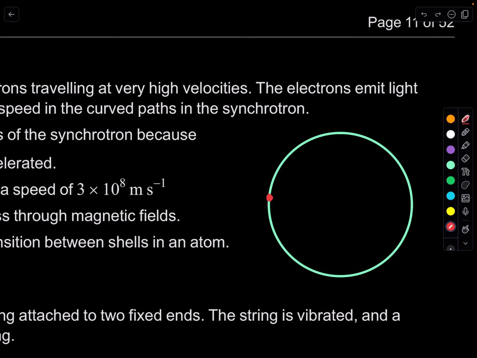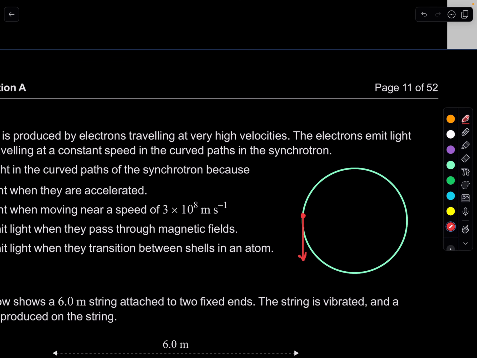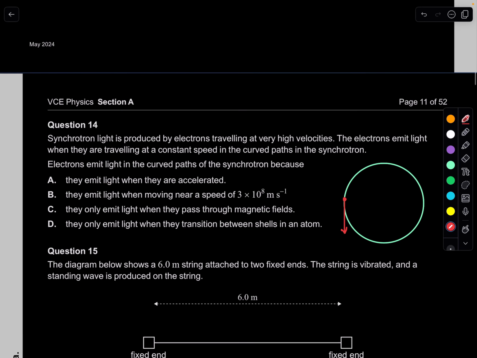Here, yes, it has a constant speed, but guess what's changing? The direction is changing because of the magnetic field. So if your direction is changing, you don't have a constant velocity. You have a changing velocity, meaning that you have acceleration. So this is the key thing. What emits that electromagnetic radiation, that light, is due to acceleration. So, let's have a try at this.